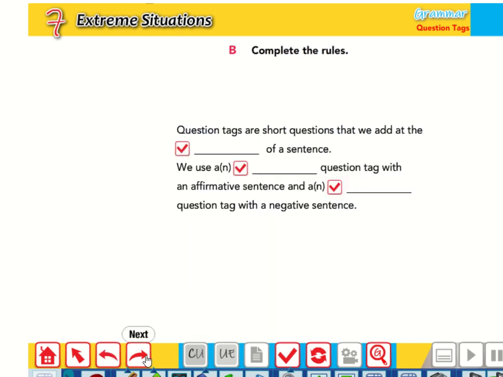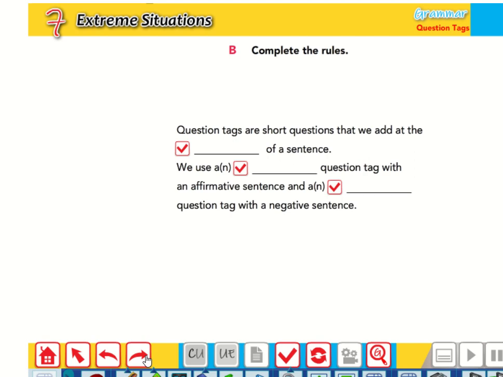Now let's go to the next exercise. Exercise B, complete the rules. So let's try to finish it again together. Question tags are short questions that we add at the beginning, middle, or end of the sentence. Which one is correct?